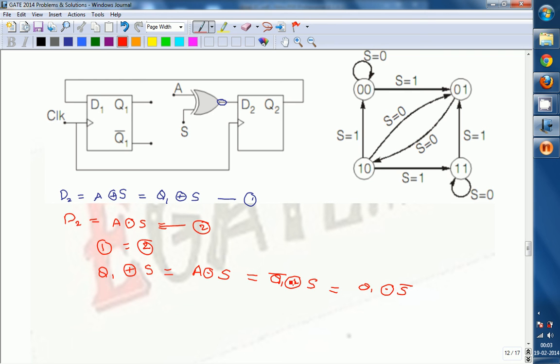So for the options given, this is the right answer: Q1 bar XNOR S. S has to be the same, and Q1 is replaced with Q1 bar. So this is the correct answer. This is a simple theorem.